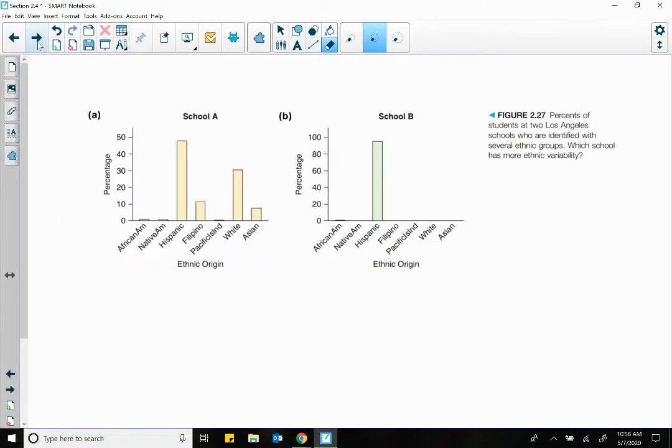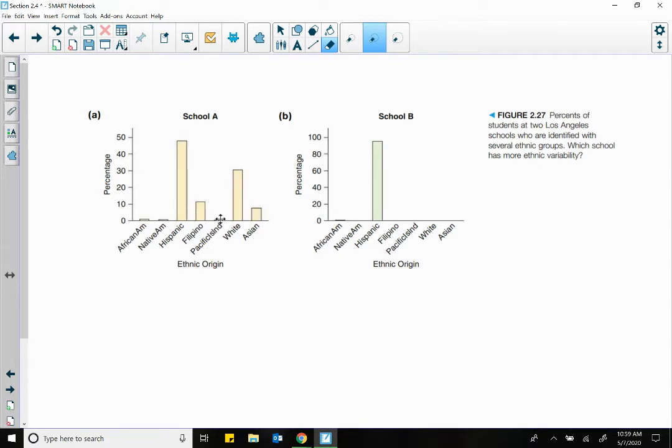So, if we look at this, I've got 2 bar graphs here. Okay? So, these are the percentage of students at 2 Los Angeles schools who are identified with several ethnic groups. So, we got school A, school B. Which one of these has the most variability? Hopefully you said A, because we have people in every single category over here.